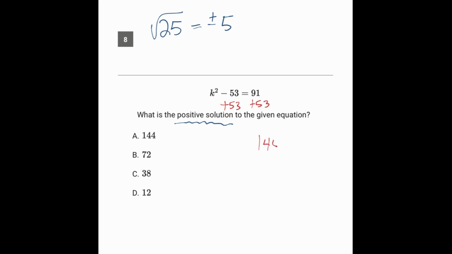And we'll get 144, and that's equal to k squared. So square root of both sides, and the answer is plus or minus 12. And so what's our positive solution? Well, that's the plus 12, which is answer choice D here.